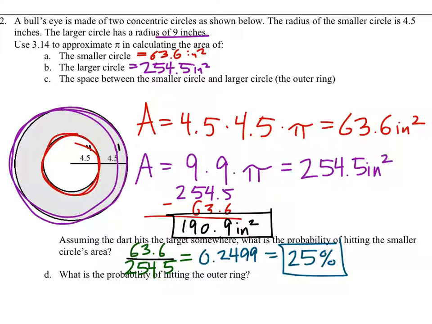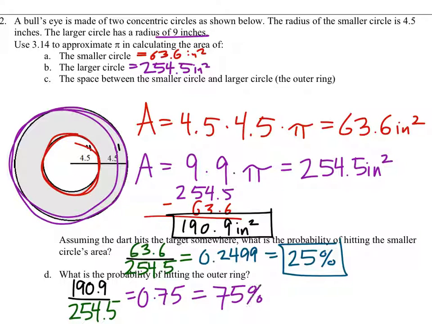What's the probability of hitting the outer ring? Well, the outer ring had an area of 190.9, and we'll divide it by the full area, 254.5 again. And that will give us the probability, as a decimal, of hitting just the gray area. And I got 0.75 and some zeros, so we'll just make that 75%. And that makes sense, right? Because if you hit the target, you either have to hit the gray area or the white area. If the white area takes 25%, then you have to have a 75% chance to hit the other portion to make it 100%. We'll get more into that in a different unit.